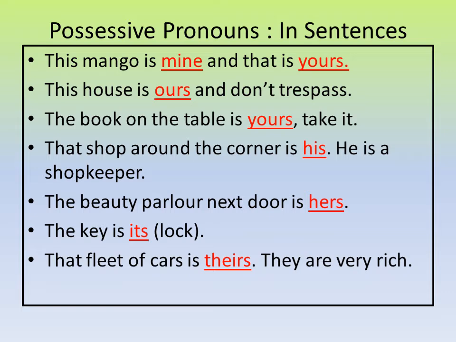Now this is understood, right? This is an implied sentence. The personal pronoun there is neutral gender, it. That fleet of cars is theirs. They. The personal pronoun is they. Again, it could be any gender. It's a group, right? Plural form, not singular. They are very rich. So you see, this is how the possessive pronouns are used.